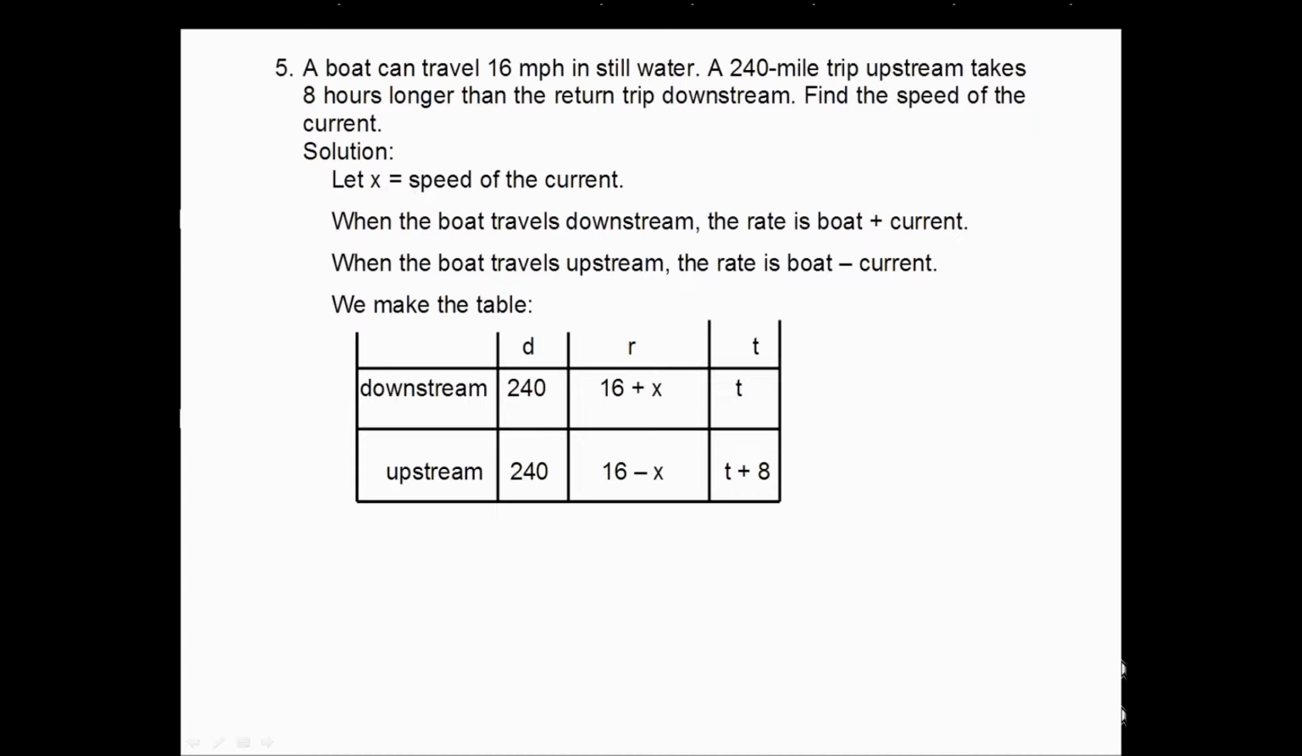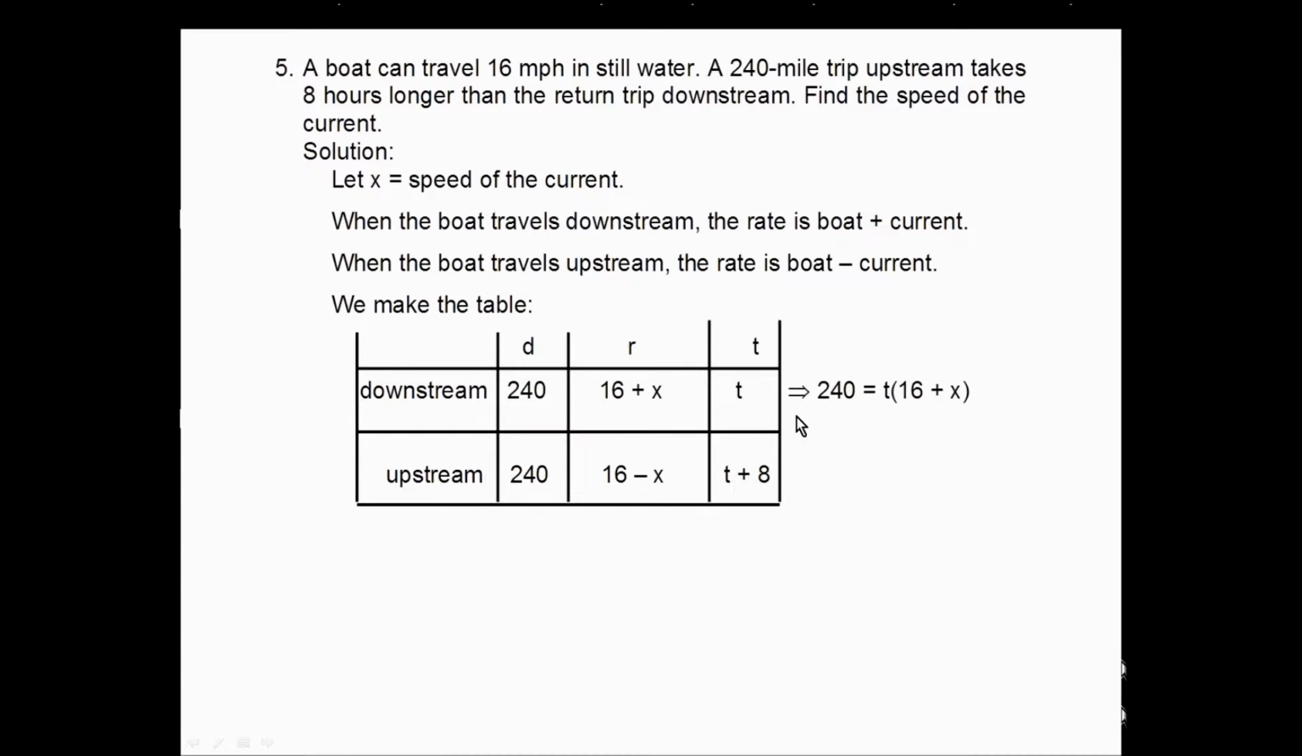Remember, each row writes an equation. So I have 240 is equal to t times 16 plus x. This row gives me 240 is equal to 16 minus x times t plus 8. Okay, this is a nasty problem. It's not super nasty, but it's nasty enough. I don't really care about the time. It would be great if I knew it, but I don't really care about it. It's not asking for it. It's asking me for the speed of the current. It's asking me for x.